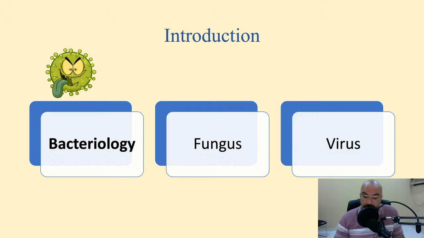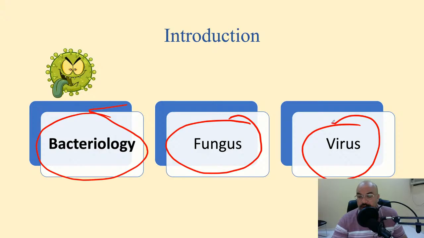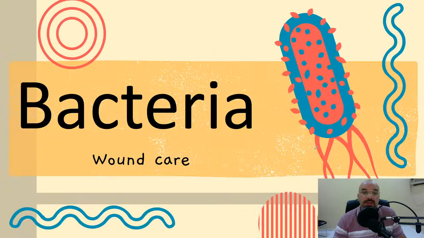In general, while we are talking in microbiology, we are describing three aspects that can affect the wound care. There are bacteriology, or the bacteria related to the wounds, and there are wounds related to fungus, and there are wounds related to viruses. In today's lecture, we will concern about bacteriology, and later, inshallah, we will go for the other microbiological aspects that affect the wound care. Let's start with the bacteria related to the wounds.